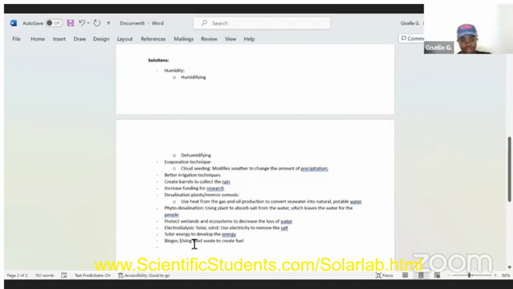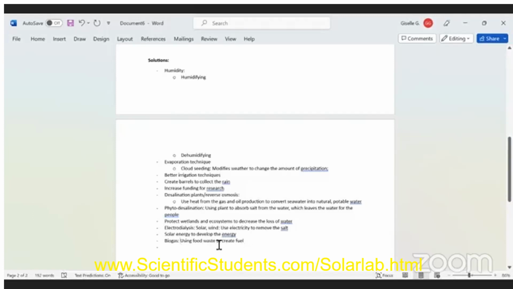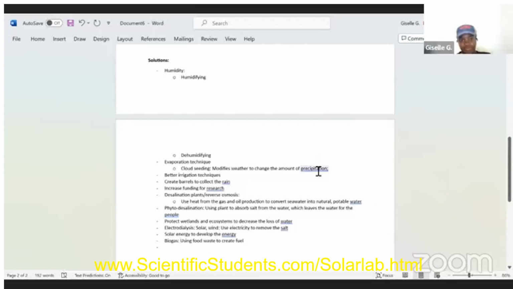Yeah, okay. And then another one was biogas that we thought of, using food waste. As the population is large, the food waste will also be a lot. So the food waste can be used to create fuel, which separates the salt and water and creates drinking water. So yeah, those were some of our main solutions to the issue.